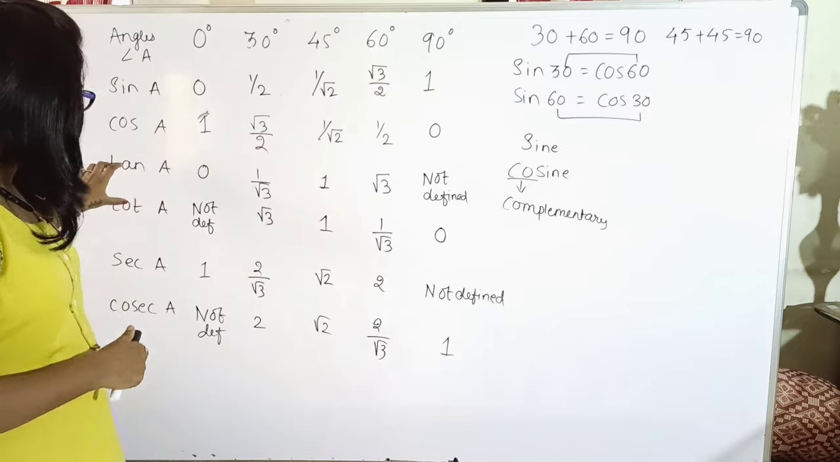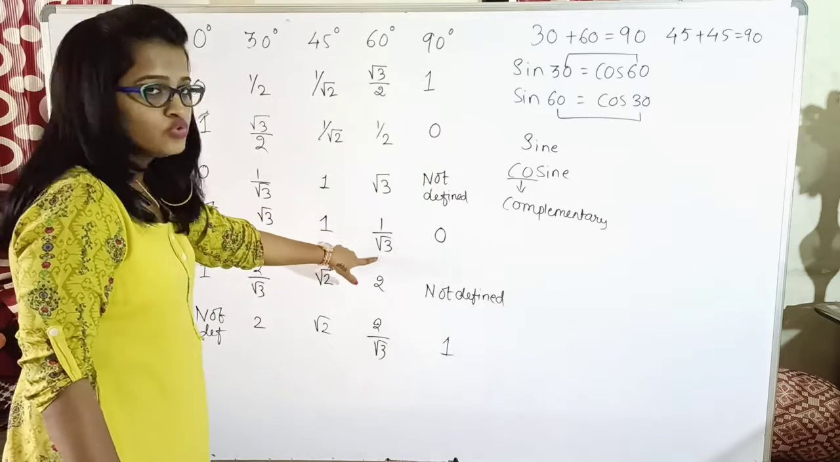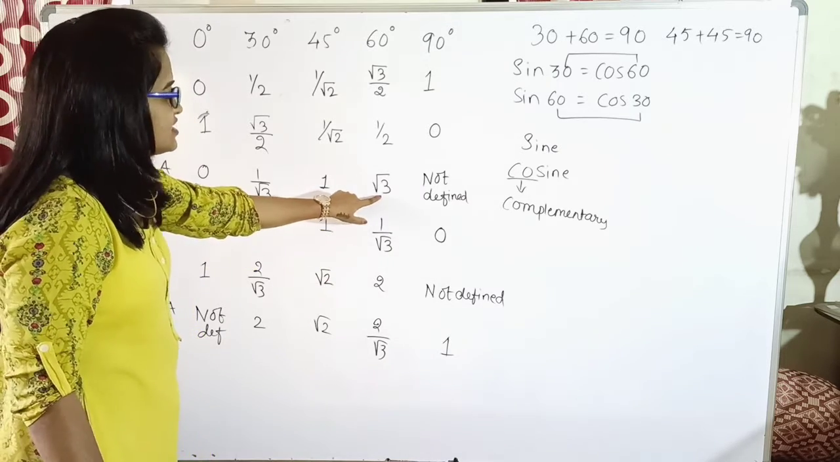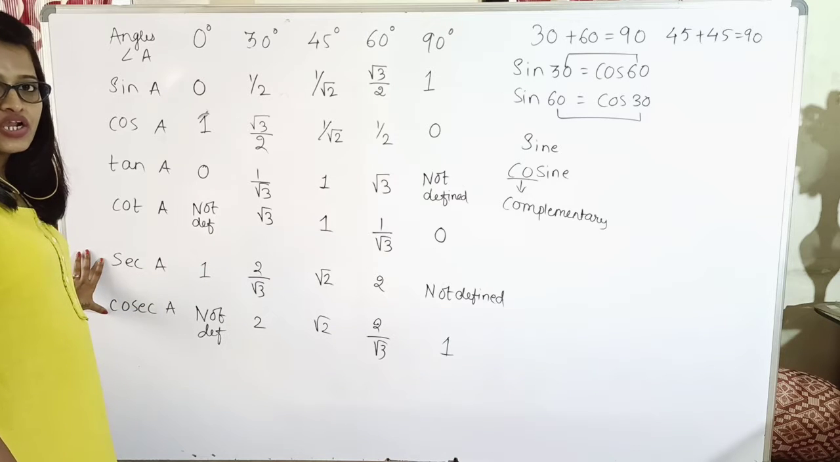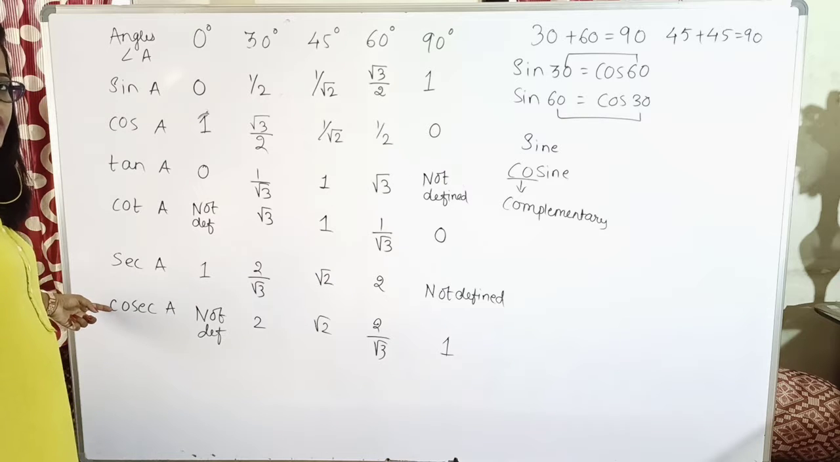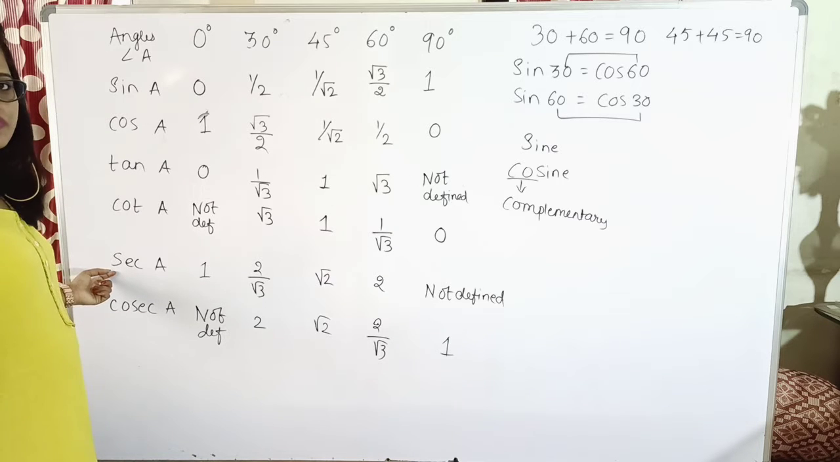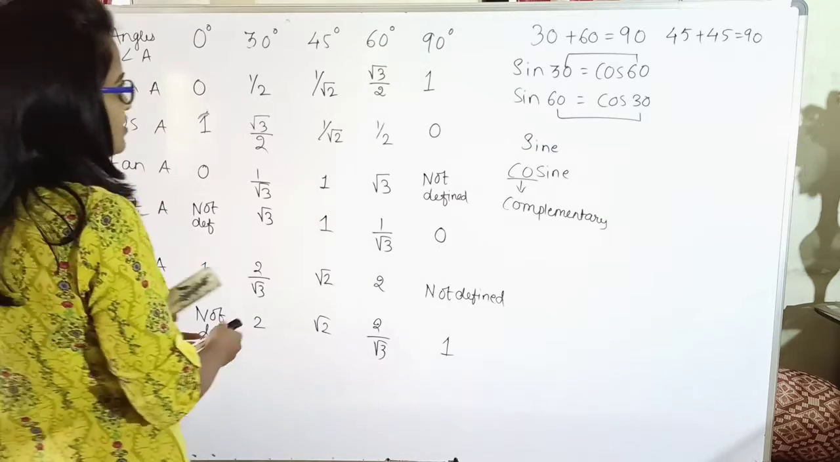Similarly, tan and cot are complementary of each other. As you can see, the tan 30 value is equal to the cot 60 value, and the tan 60 value is equal to cot 30. Whereas sec and cosec are complementary of each other. The inverse of sine is cosec, but cosec is complementary of sec, isn't it? Yes. So how can we write it?